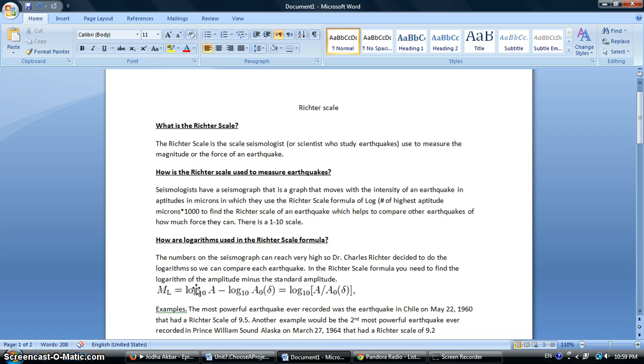Logarithms are used in the Richter scale formula. The numbers on the seismograph can reach very high, so Dr. Charles Richter, the creator of the Richter scale, decided to use the logarithm so we can compare each earthquake, since some of them are really small and some of them are really big. In the Richter scale formula, you need to find the logarithm of the amplitude minus the logarithm of the standard amplitude, which equals log of 10 A given the standard A0.